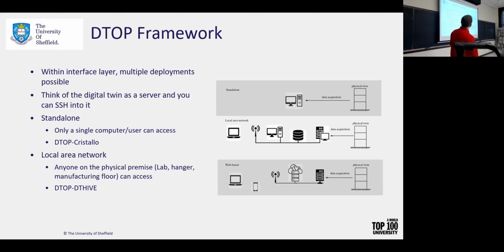The second allows access on a local network. Particularly in things like aircraft and reactors, not just one person is going to be interacting with the system at a time. You're going to have a team of people interacting with the system, so they need to be able to access the information. That's why we developed the local area network deployment, where anyone on the physical asset or on the physical premises can access the system. We demonstrated this with DTOP-DTHIVE, which is a fighter jet that we have in our lab.